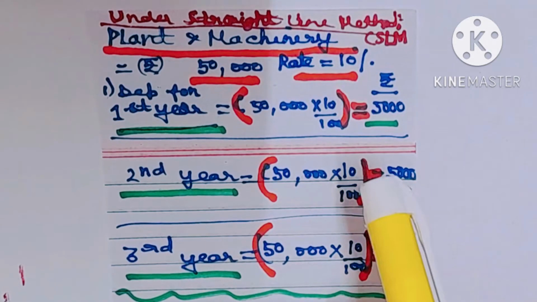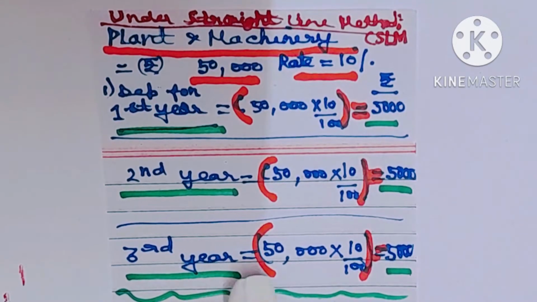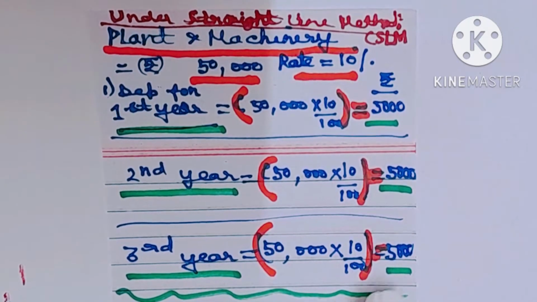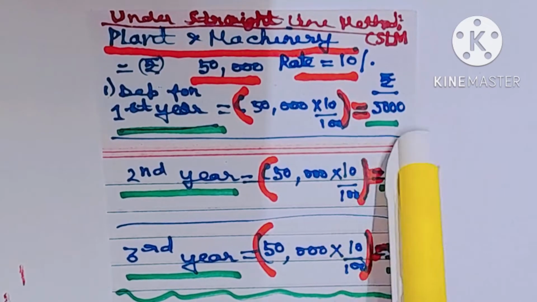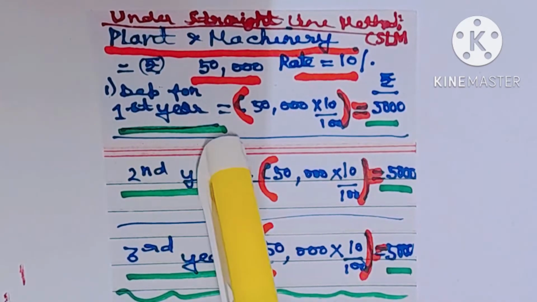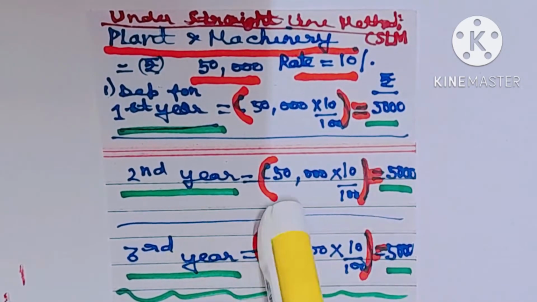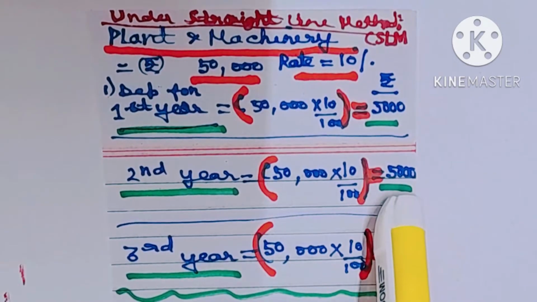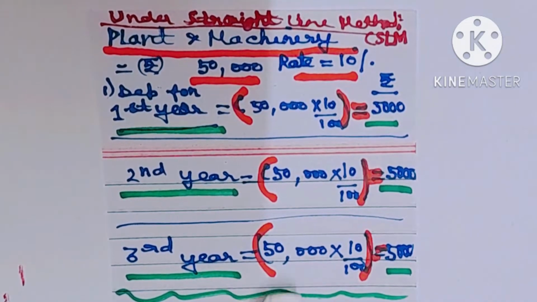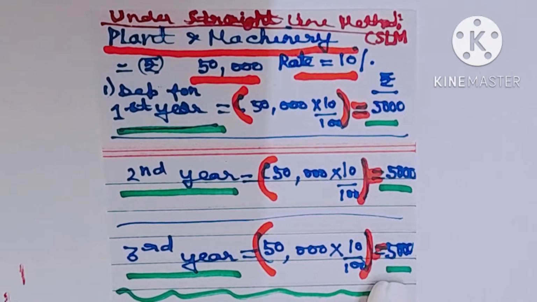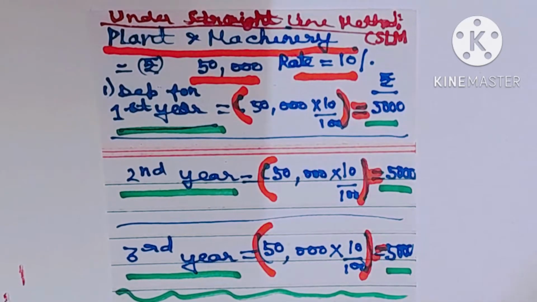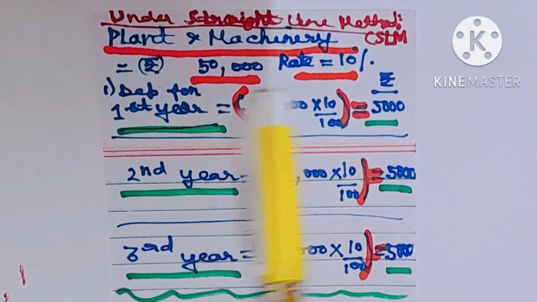What will be the depreciation for the third year? 50,000 into 10 by 100 is equal to 5,000. See, the depreciation charged in the first year is 5,000. Depreciation charge in the second year is 5,000. And the depreciation charge in the third year is also 5,000. Why? Because depreciation is charged on the original cost of the asset, that is plant and machinery.